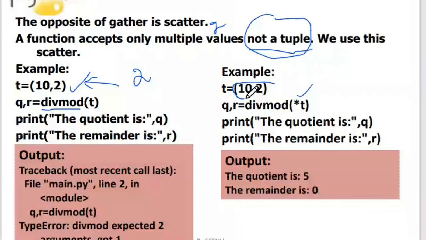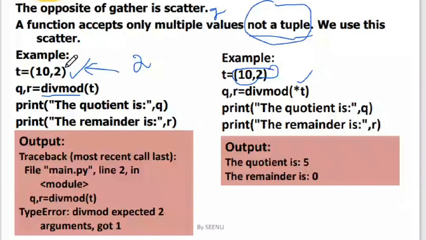You can see that here in the output. When I have directly passed the tuple into divmod, thinking that it will take 10 and 2 as two individual elements, it didn't take it in that manner. It is showing a TypeError: divmod expected two arguments, but it just got one tuple. So this is the error that it is showing.